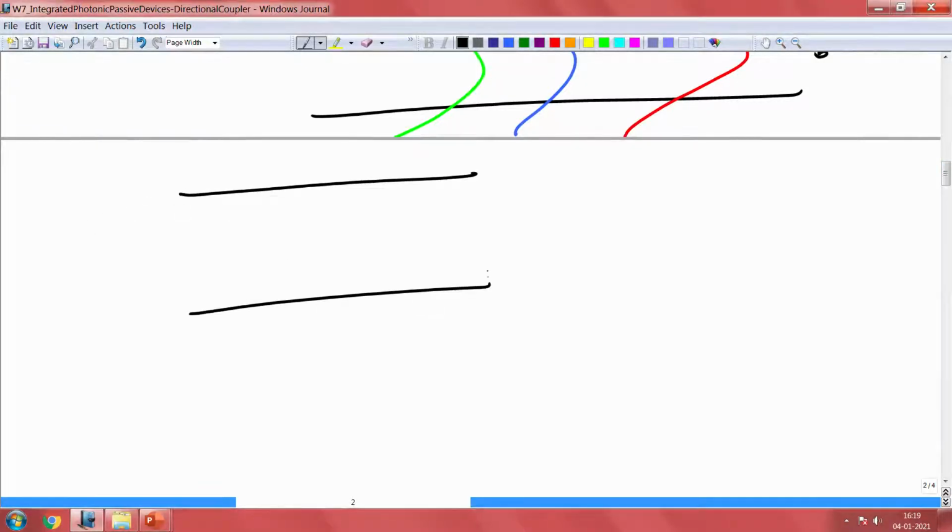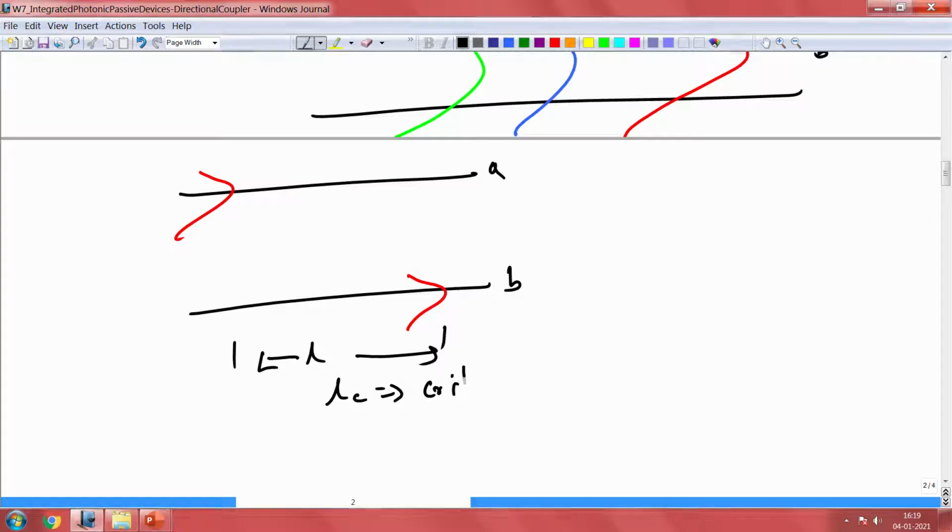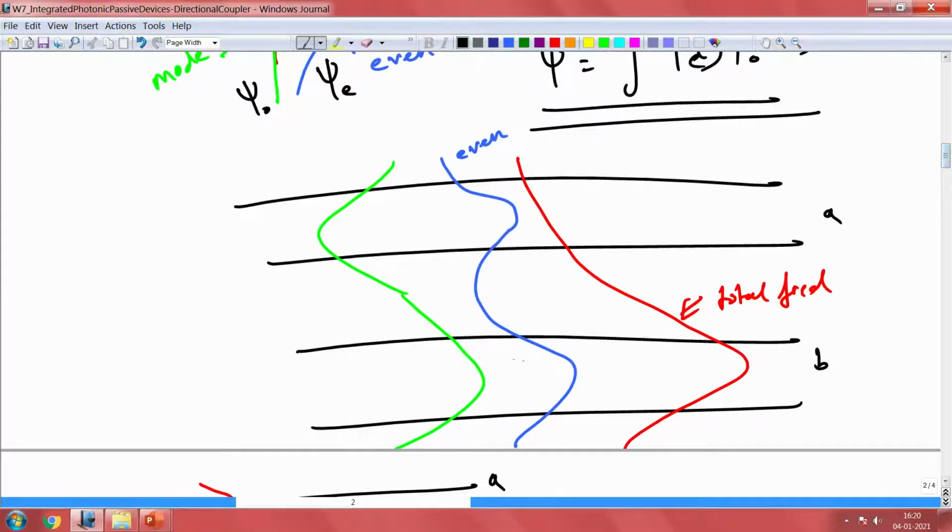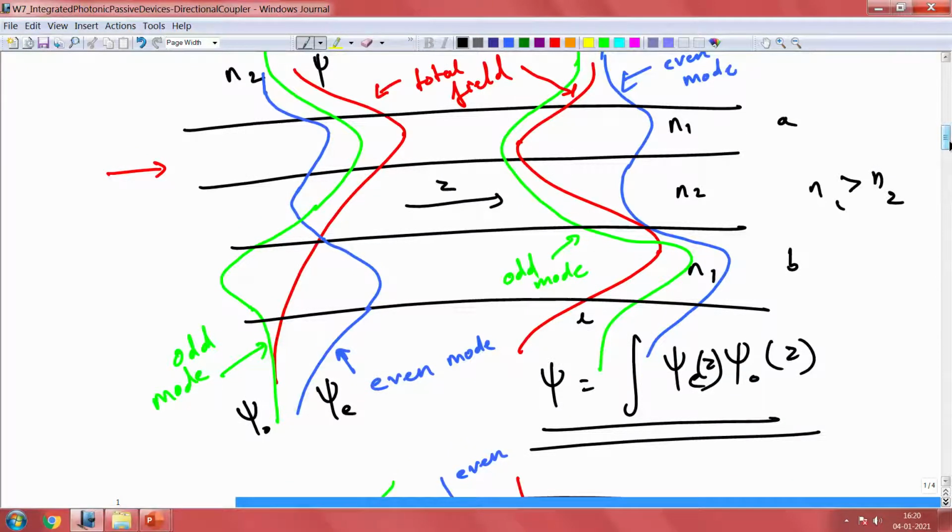I will draw a stick diagram here. You have a wave here, and I want the wave to transfer from A to B, and this length that is required is called the critical length. So, what should be this critical length? As we saw, this critical length depends on these two modes that we have: the odd mode and the even mode.